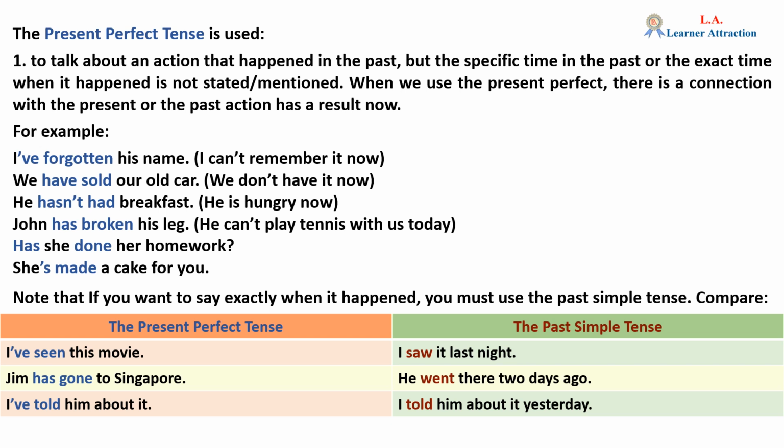Note that, if you want to say exactly when it happened, you must use the past simple tense. Compare. The present perfect tense: I've seen this movie. The past simple tense: I saw it last night. Jim has gone to Singapore, he went there 2 days ago. I've told him about it. I told him about it yesterday.